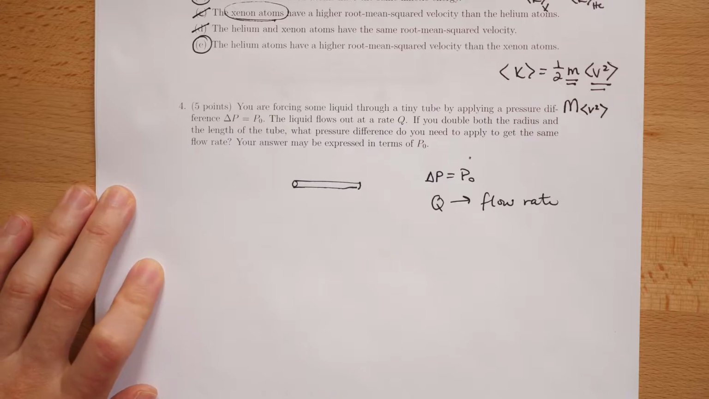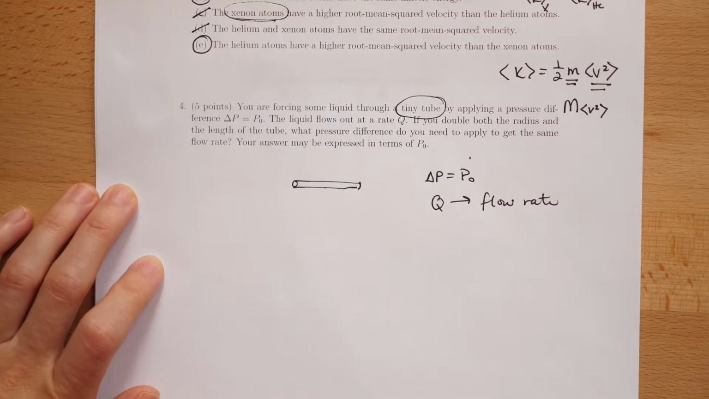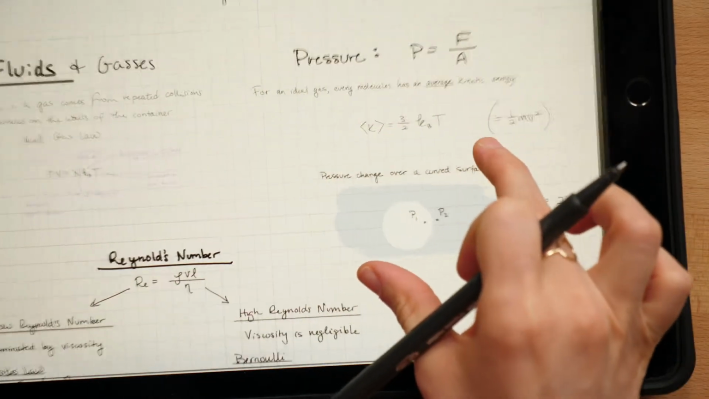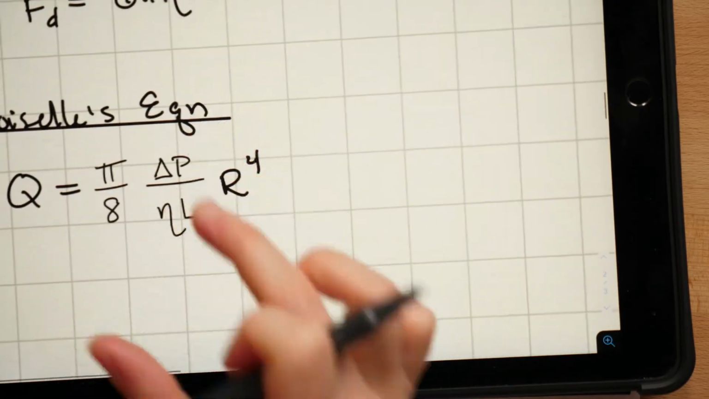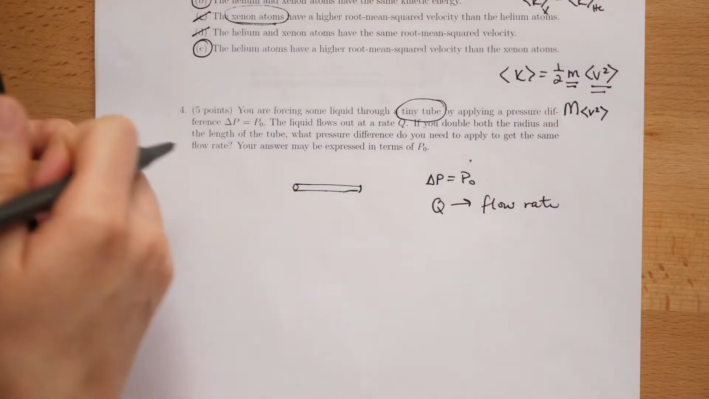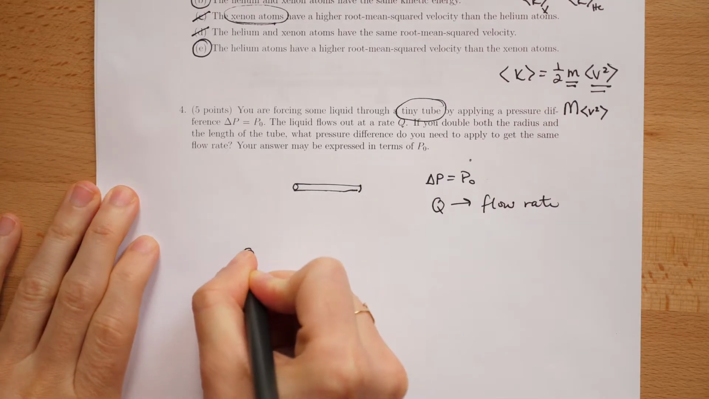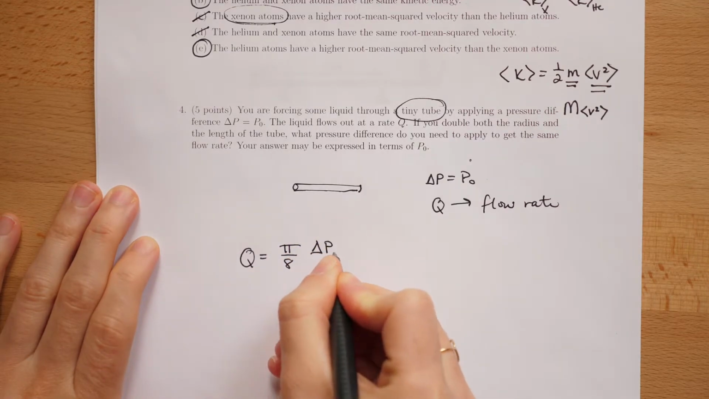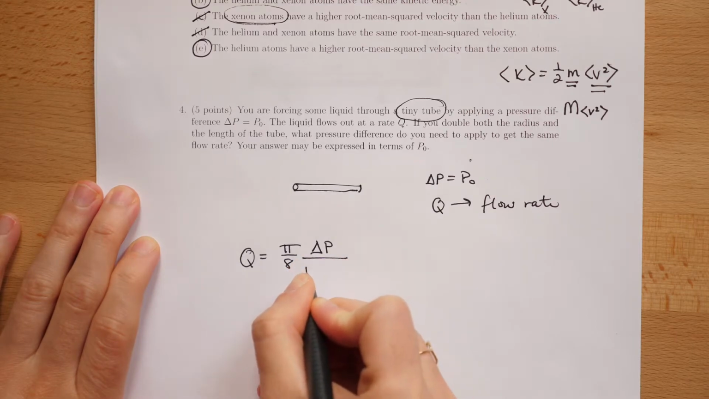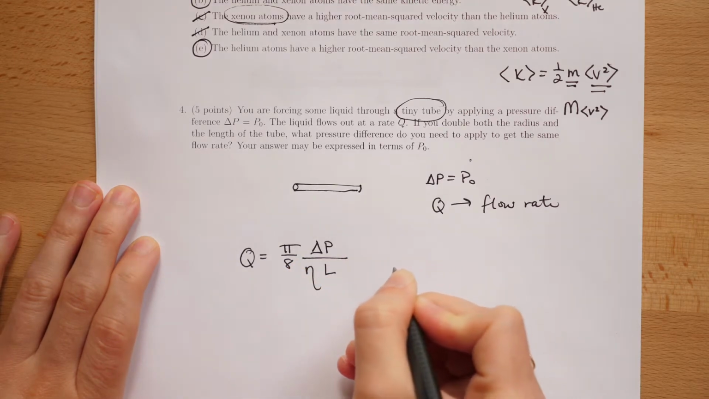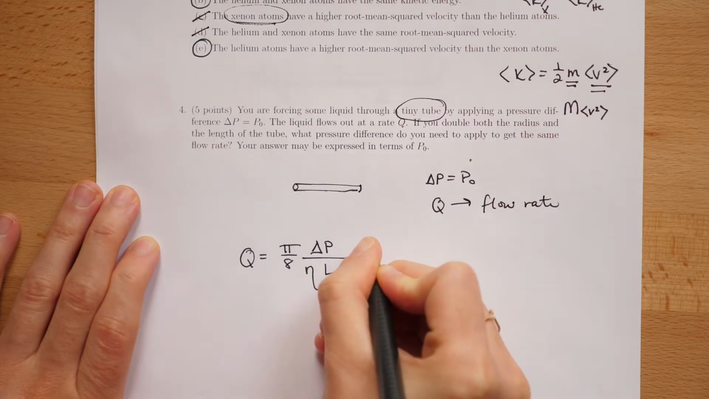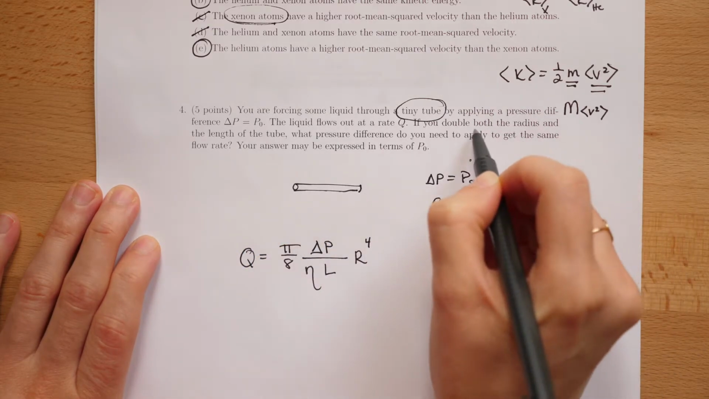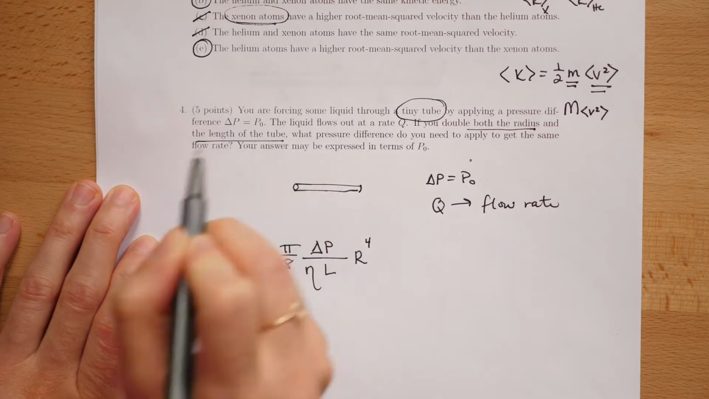Okay, so it says here that we're using a tiny tube. So that should indicate that we probably need to use the tiny tube equation. So let's find it. Here it is. The tiny tube equation tells us that our flow rate Q is pi/8 times the pressure difference applied across the tube, divided by the viscosity times the length of the tube, times the radius of the tube to the 4th power. So we're doubling the radius and doubling the length of the tube.